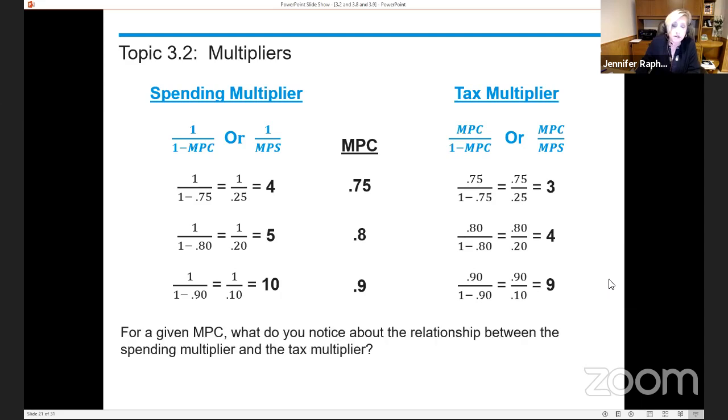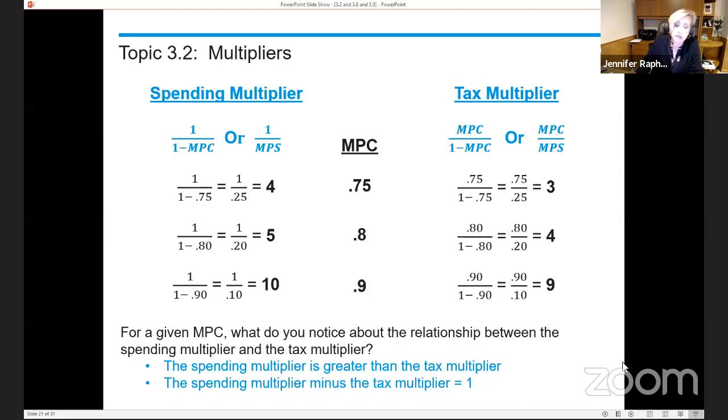So now, for a given MPC, what do you notice about the relationship between the spending multiplier and the tax multiplier? Are there any relationships emerging? Because these rules are going to hold true and they may help you in your analysis. So what do you notice? For any MPC, the spending multiplier is 1 greater than the tax multiplier, right? So when the MPC is 0.75, spending multiplier is 4, tax multiplier is 3. Here it's 5, there it's 4. So the spending multiplier is greater than the tax multiplier, and the spending multiplier minus the tax multiplier for a given MPC is going to equal 1. All right, so if you have problems that ask you about the spending and the tax multiplier, that might give you a little bit of a shortcut in figuring out how to go about solving the problem.